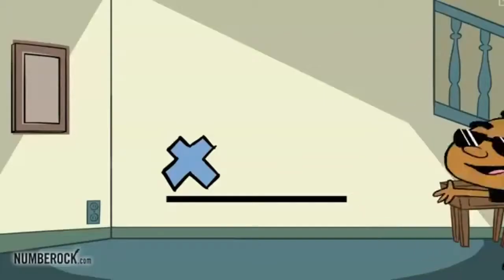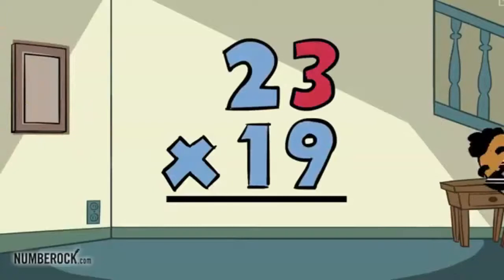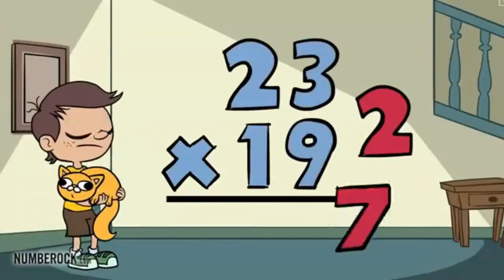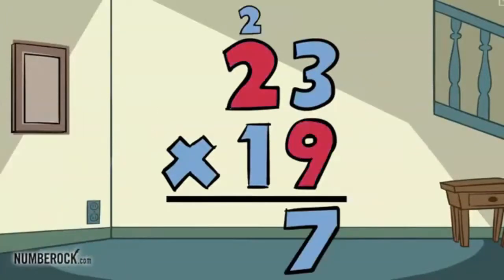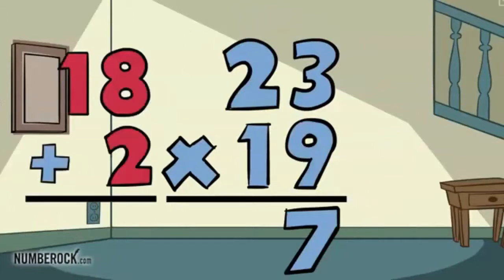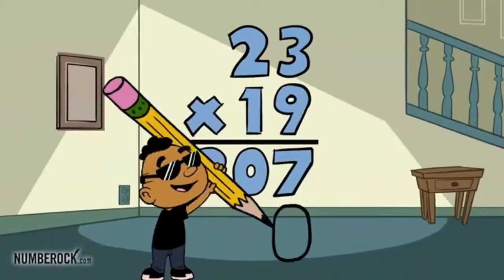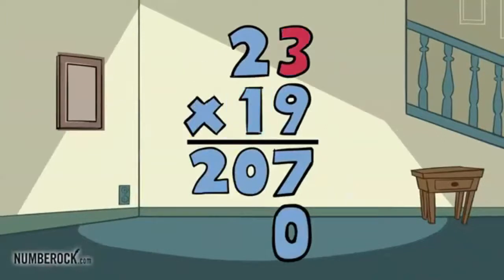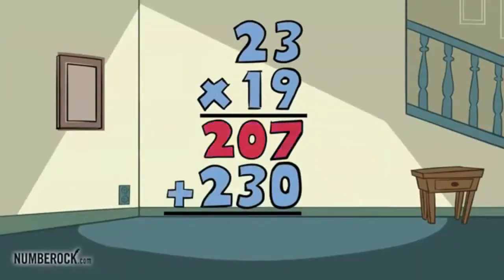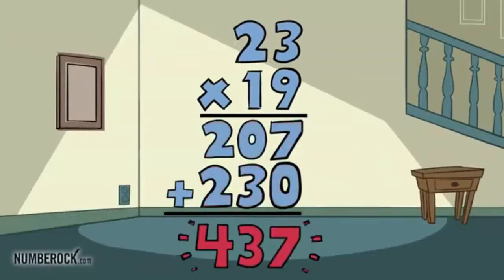Now coming on the scene is 23 times 19. 3 times 9 is 27. Write the 7, carry the 10s. 2 times 9 is 18. Add the 2 when you get 20. Then write a 0 when we multiply the 10s. 3 times 1 is 3, 2 times 1 is 2. Add the 2 numbers up and then get 437.